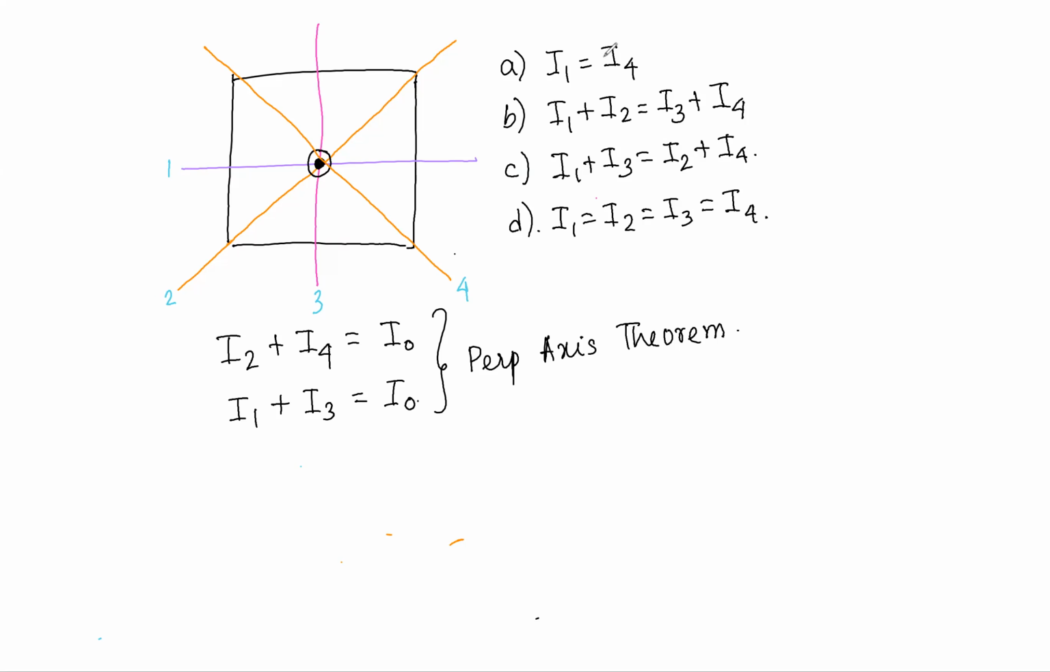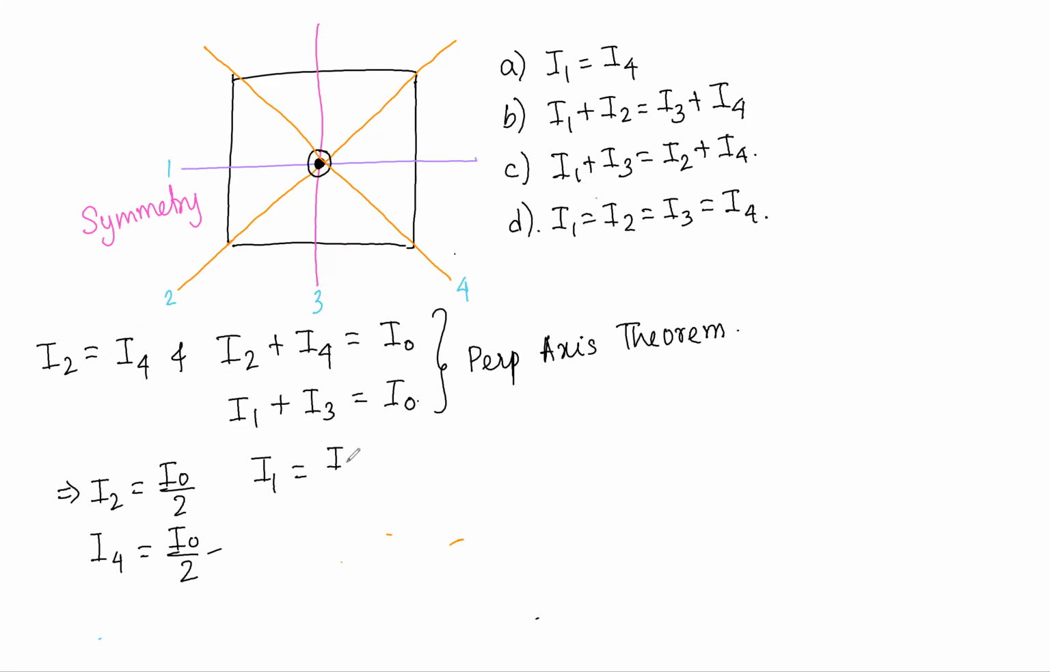After this, the concept is of symmetry. If you remember, symmetry means same. So I1 and I3, they are the same thing, right? Like, you're passing through the middle of the square. I1 and I3 are the same thing. I2 and I4 are also the same thing. So with that understanding, you can say that I2 and I4 are equal to each other. And in addition to that, I2 plus I4 is equal to I0. So that implies that I2 is equal to I0 divided by 2. That is also the value of I4. I4 is also equal to I0 divided by 2. That also implies I1 is also equal to I0 by 2, and I3 is also equal to I0 by 2.